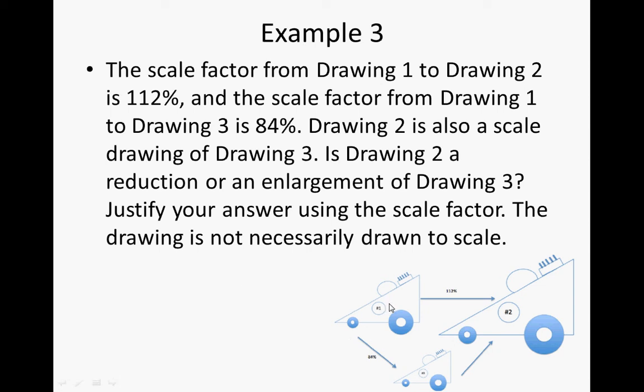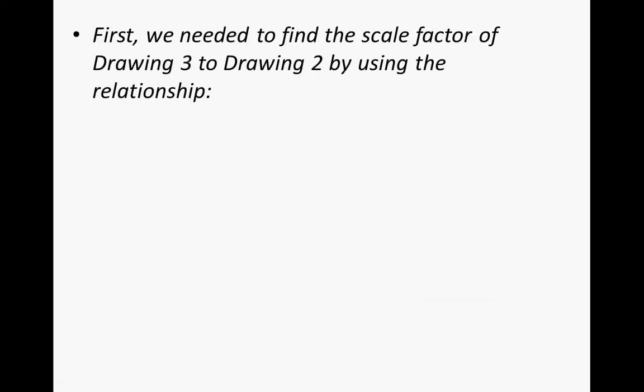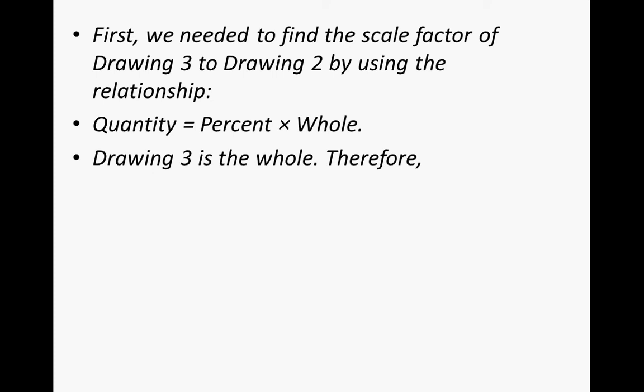So we're given that from 1 to 2 is 112%, and from 1 to 3 is 84%. What we want to know is, is drawing 2 a reduction or enlargement of drawing 3? Well, just by looking at the pictures, we know that it's going to be a reduction. But now we have to prove it. So first we need to find the scale factor of drawing 3 to drawing 2 by using the relationship quantity is equal to percent times the whole. So again, drawing 3 is the whole. Therefore, drawing 2 is going to be equal to the percent times drawing 3.